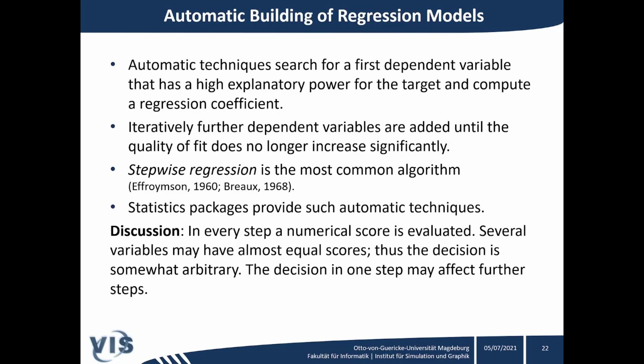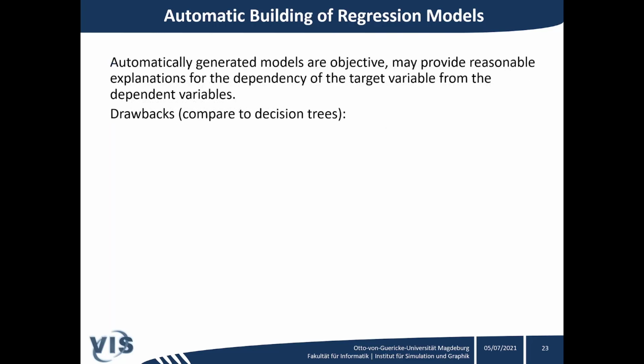However, there is a problem with automatic methods, because in every step a numerical score is evaluated, and several variables may have almost equal scores. Thus, the decision is somewhat arbitrary. So the decision in one step may affect further steps. In general, automatically generated models are objective and may provide reasonable explanations for the dependency of the target variable from the dependent variables. However, there are also some drawbacks compared to other machine learning methods, such as decision trees.